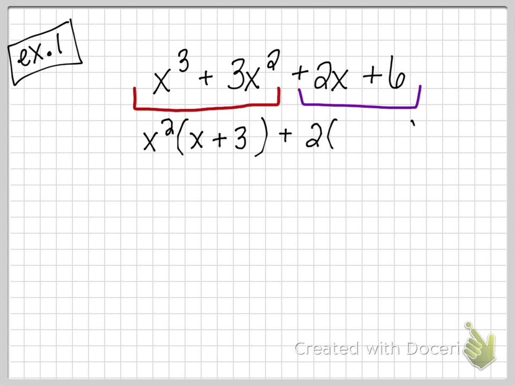Now we have a GCF of 2 that we can factor out of the purple terms. If we factor out a 2, we get what? x plus 3. Okay, notice. They have the same. Yes. Oh, wow.